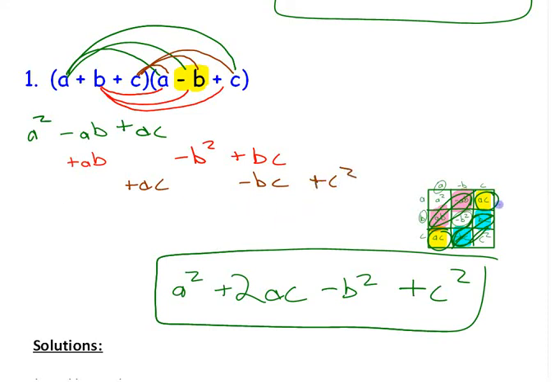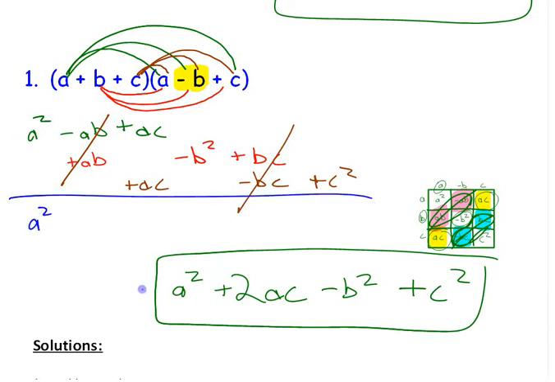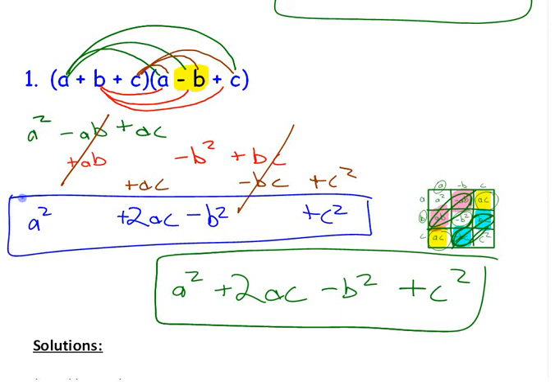If you want to write it in a big long line, you can. I did it that way because I want to see that these match up with each other, and they're actually opposites. Plus AB minus AB, those cancel out. Plus BC minus BC, those cancel out. So all I have here is, if I figure out what I have left, A squared, and I got plus 2AC, minus B squared plus C squared. Either way you do it, that's the same answer. Okay?